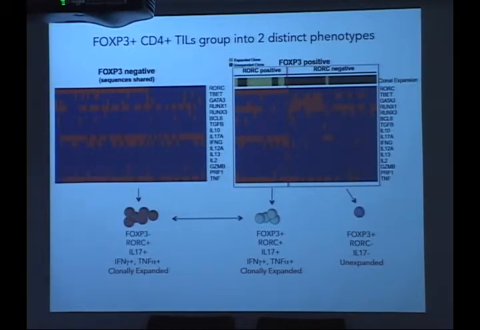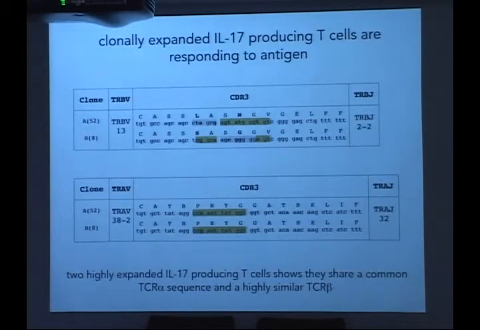Another thing is we can look more deeply into their TCR sequences. So here's an example of IL-17 producing cells that basically have the same TCR. Another tool we can use is to look at different TCR sequences and see how similar they are to one another, implying convergence and seeing if they possibly recognize discrete antigens.